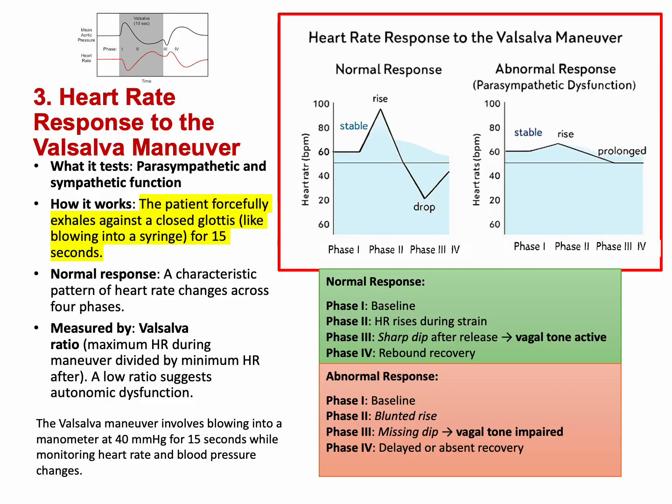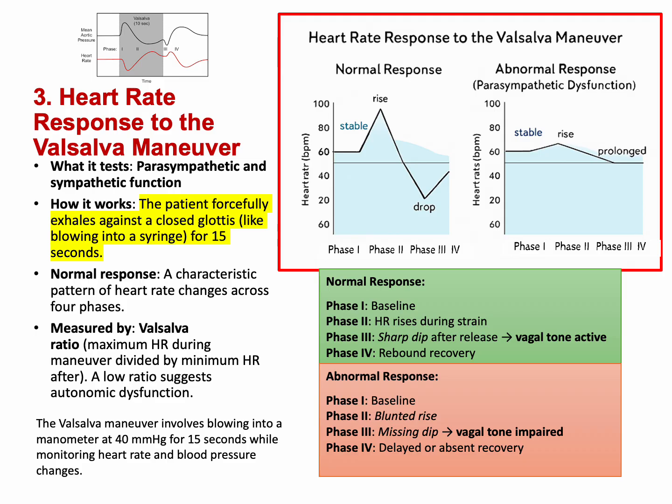The third test is the heart rate response to Valsalva maneuver. The Valsalva maneuver is you tell the patient to forcefully exhale against a closed glottis, like blowing into a syringe for 15 seconds. Sometimes you need a manometer to measure at least 40 mmHg for 15 seconds. Now, this test evaluates both sympathetic and parasympathetic function by measuring heart rate changes during forced exhalation.